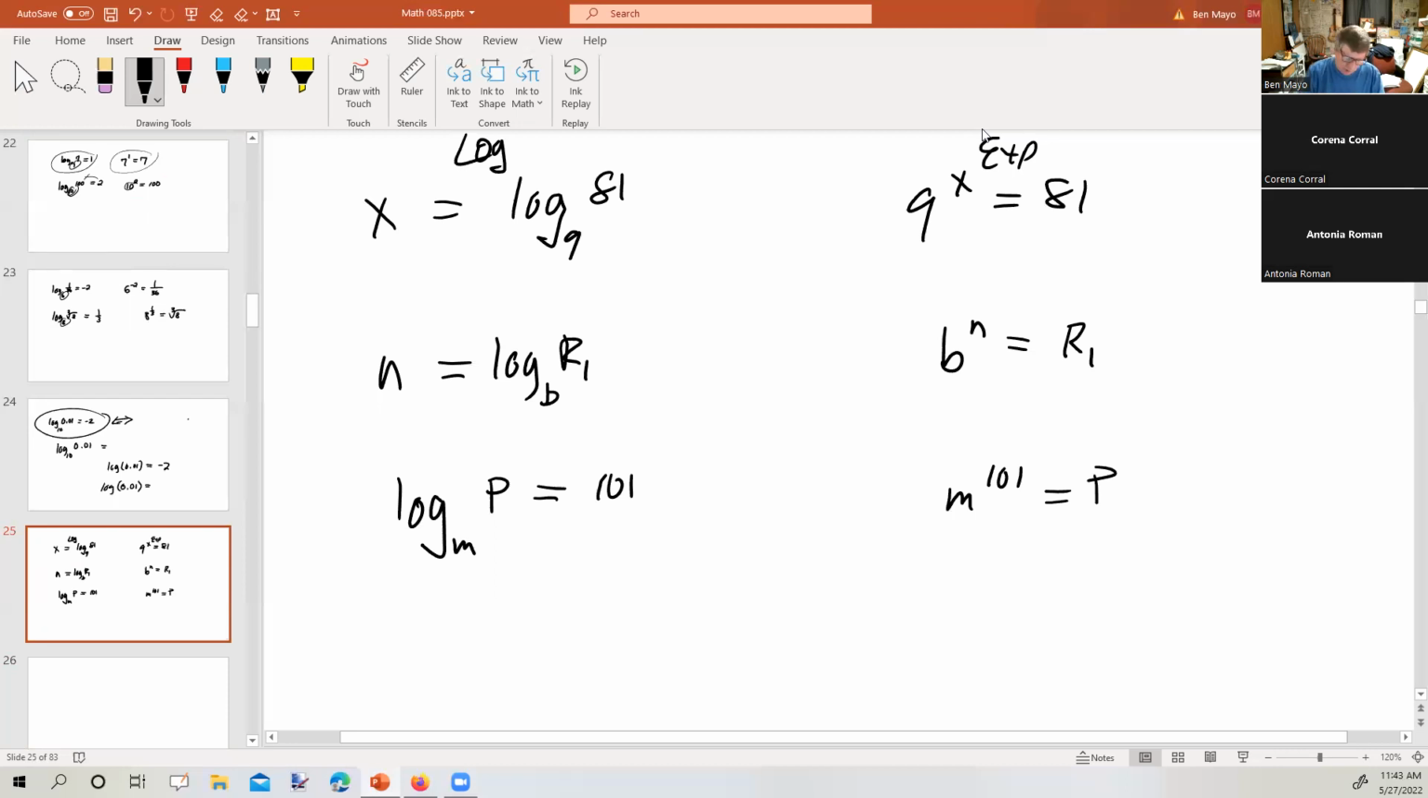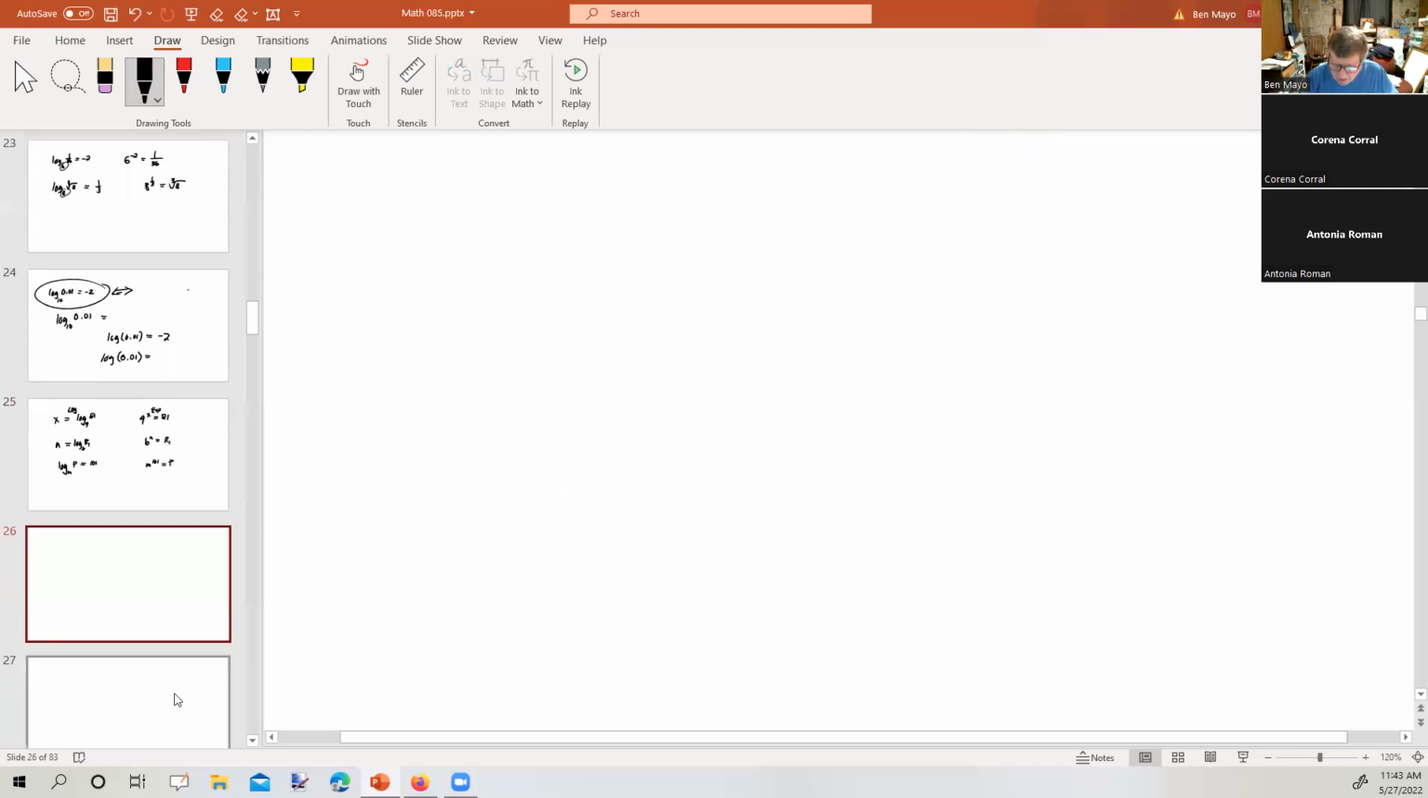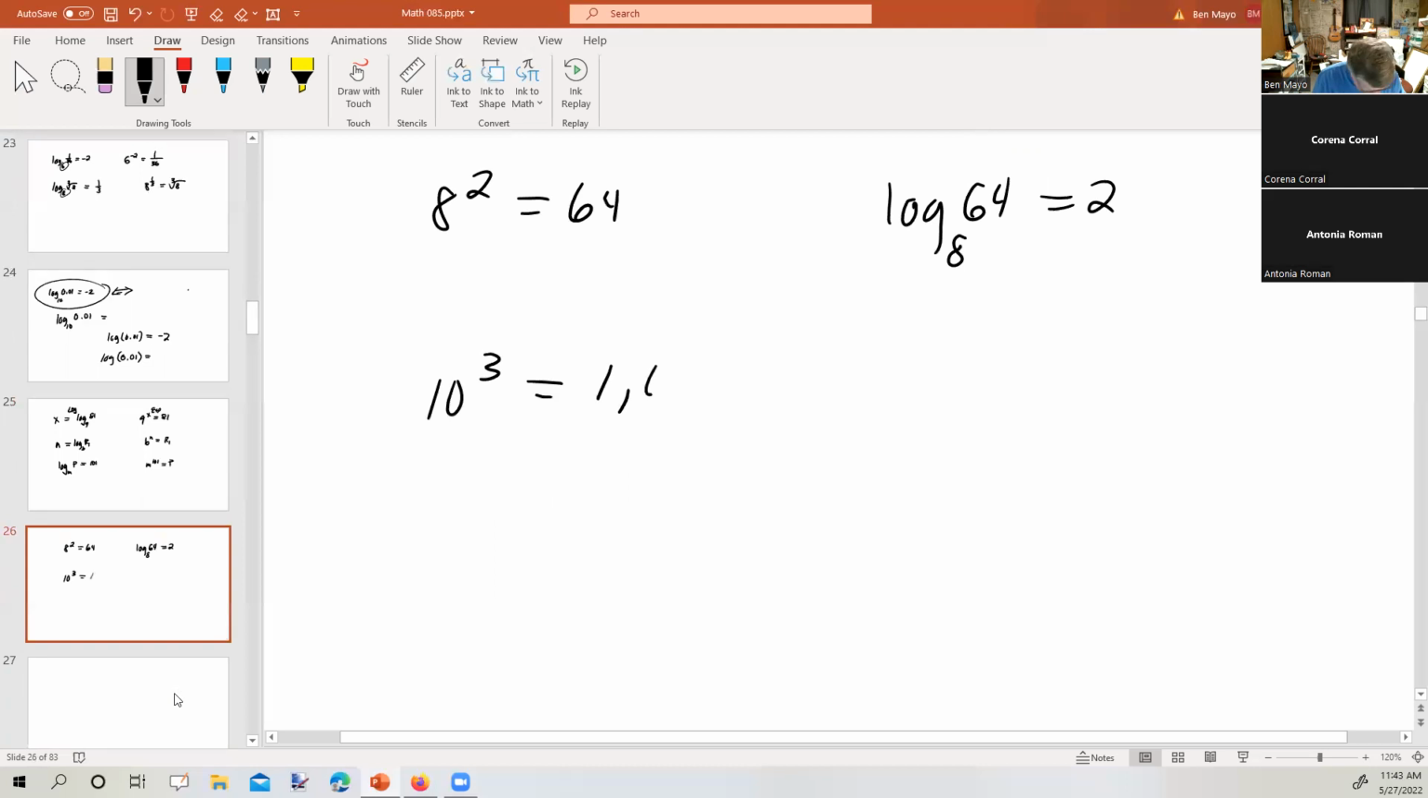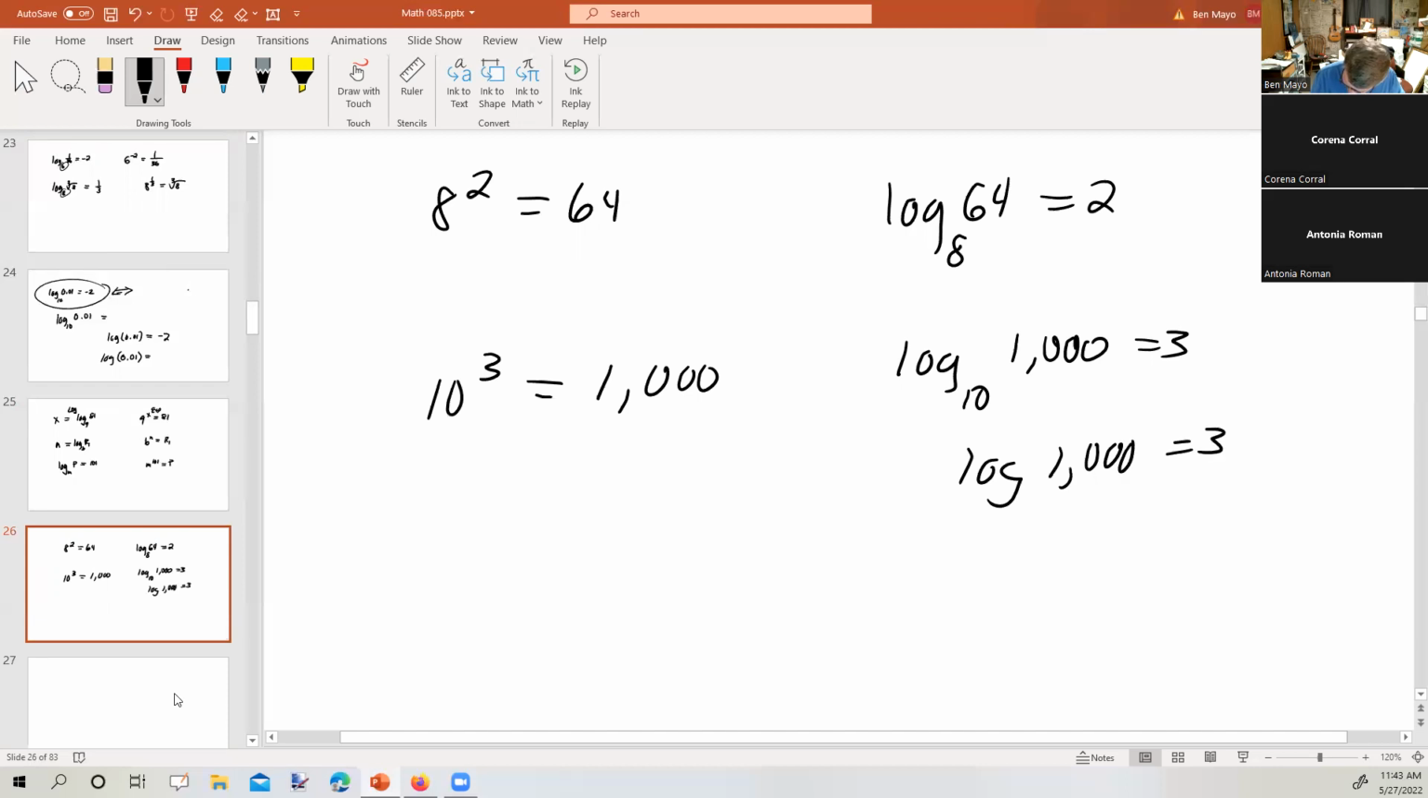Yes. Now we're going to go the other direction. We're going to take exponential equations and rewrite them as logarithmic equations. So 8 squared equals 64. The base is 8, so log base 8 of 64 equals 2. 10 cubed equals 1,000. Log base 10 of 1,000 equals 3. Or we could write it like this: log of 1,000 equals 3, because the base 10 is assumed if nothing's written there.